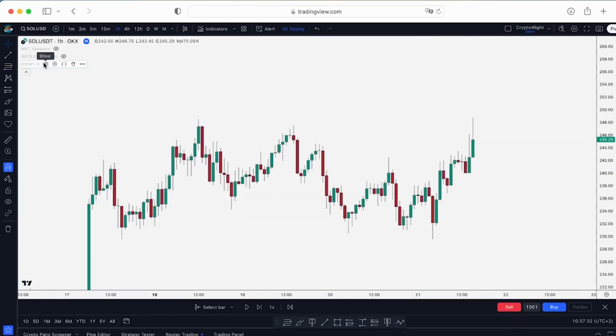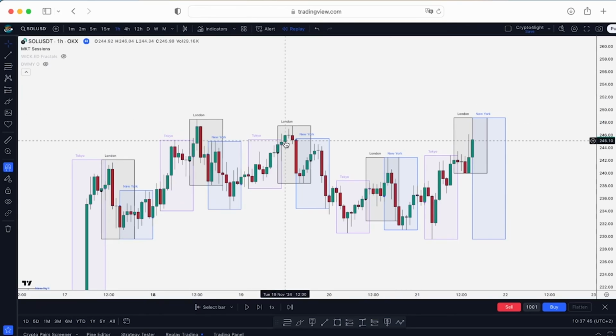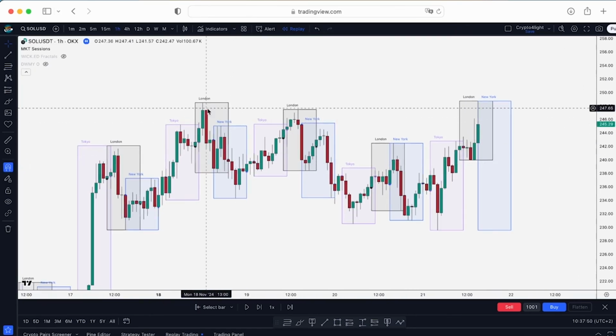Another indicator I use is the market session. You can use any of the market session indicators available on TradingView. You can adjust the colors. I already posted a video about this indicator. Also, it's totally free. So these are the liquidity pools of sessions.